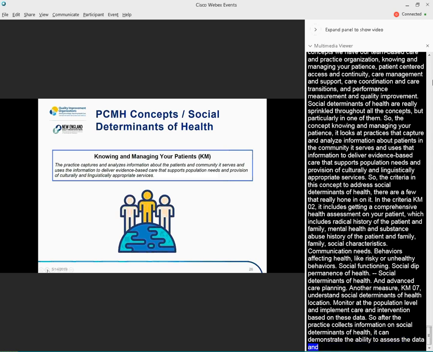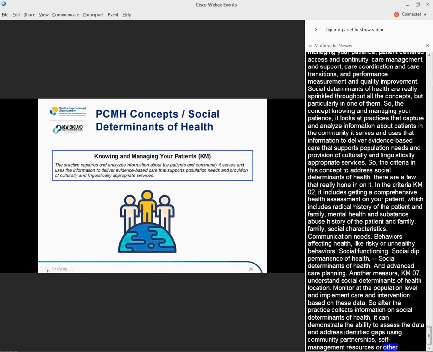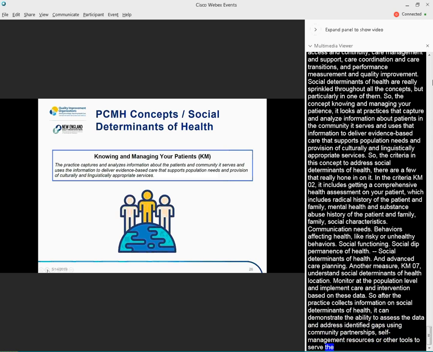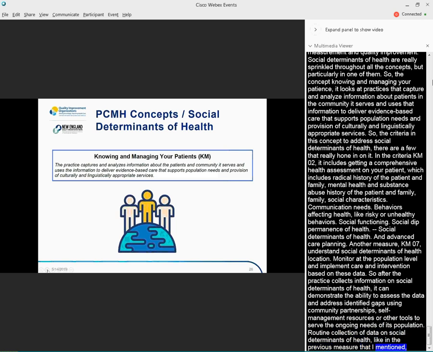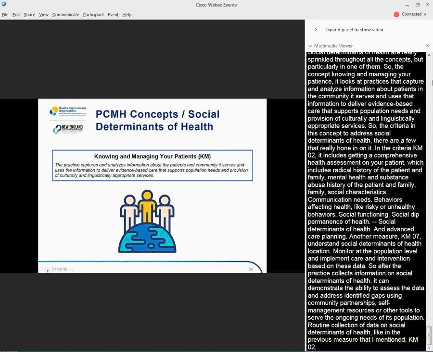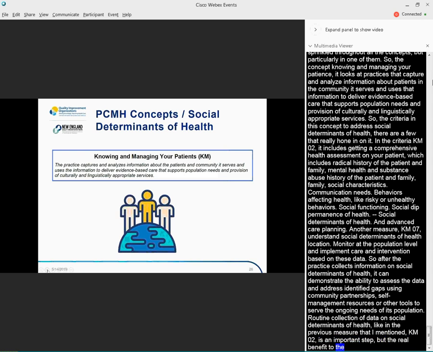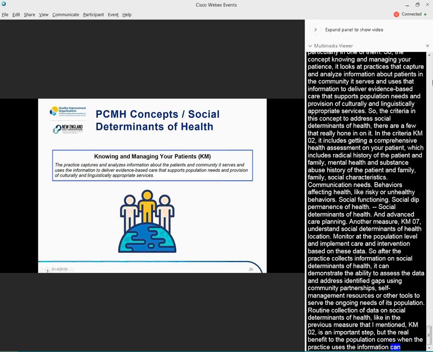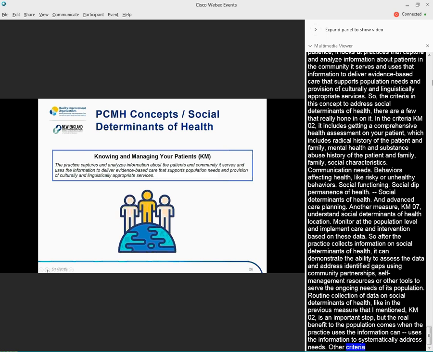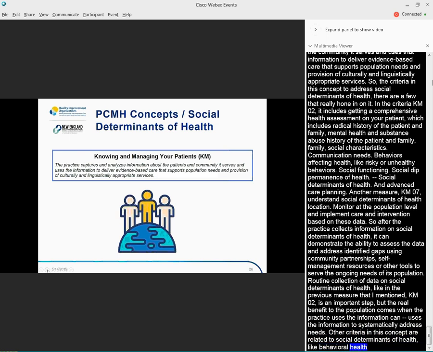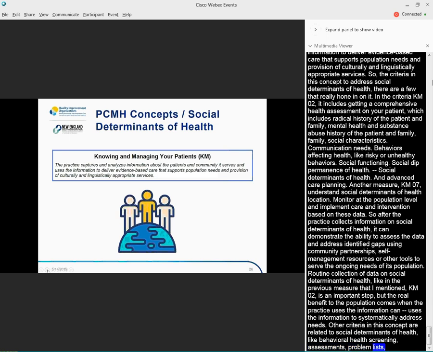Routine collection of data on social determinants of health, like in the previous measure that I mentioned, KM02, is an important step. But the real benefit to the population comes when the practice uses the information to continuously enhance care systems and community connections to systematically address needs. Other criteria in this concept are related to social determinants of health, like behavioral health screenings, health assessments, problem lists, patient education levels, substance use, community assessments, and providing community resource lists to your patients.